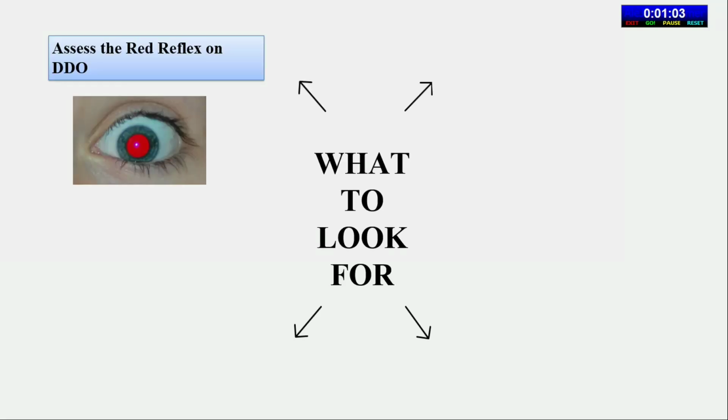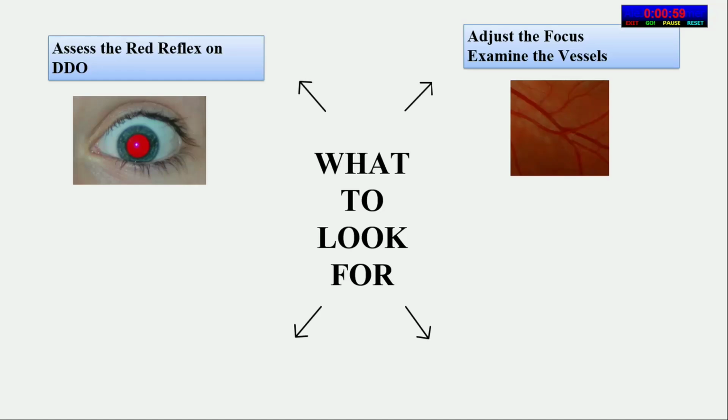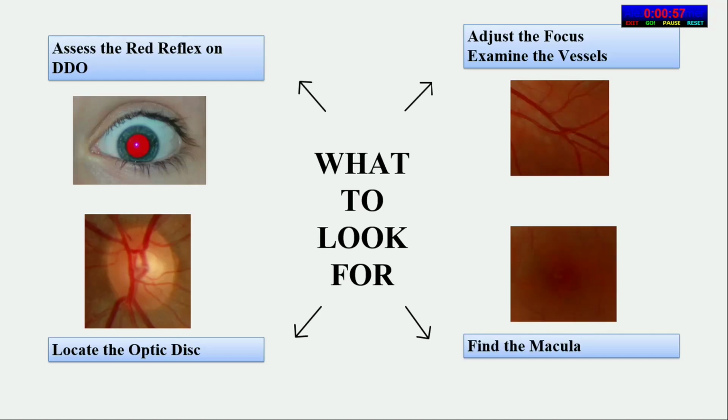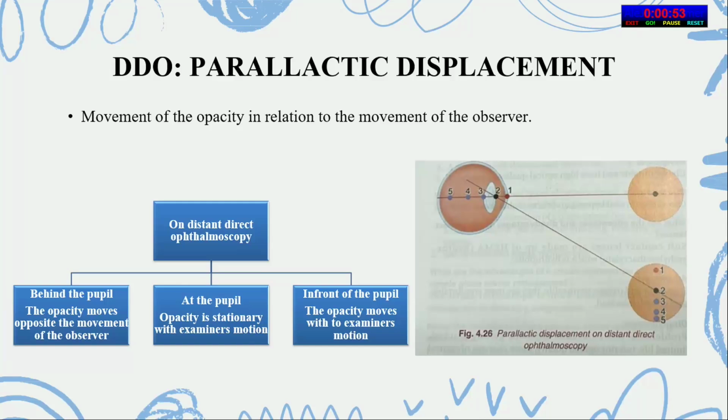First of all, we look for red reflex on distant direct ophthalmoscopy, any opacity in the media. Adjust the focus and examine the vessels, locate the optic disc and find the macula. There is a concept of parallactic displacement where if the opacity is behind the pupillary plane, it will move opposite to the movement of the observer. If it's in front, it will move with the movement of the examiner.